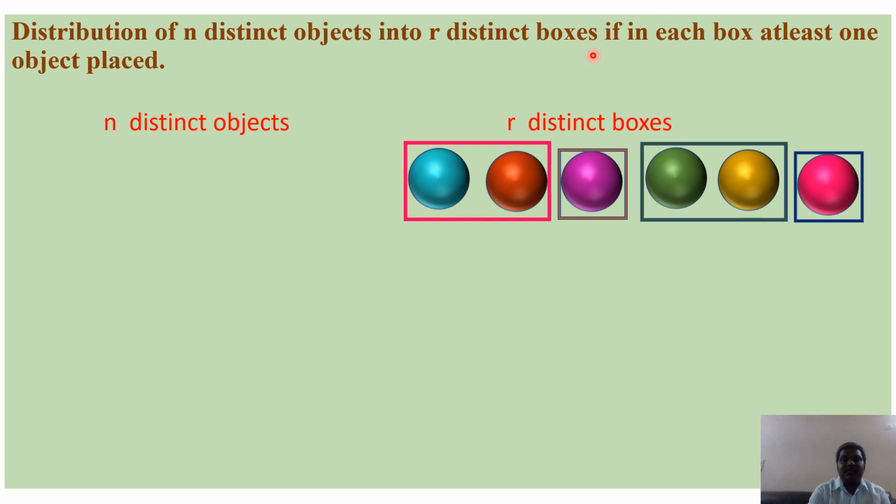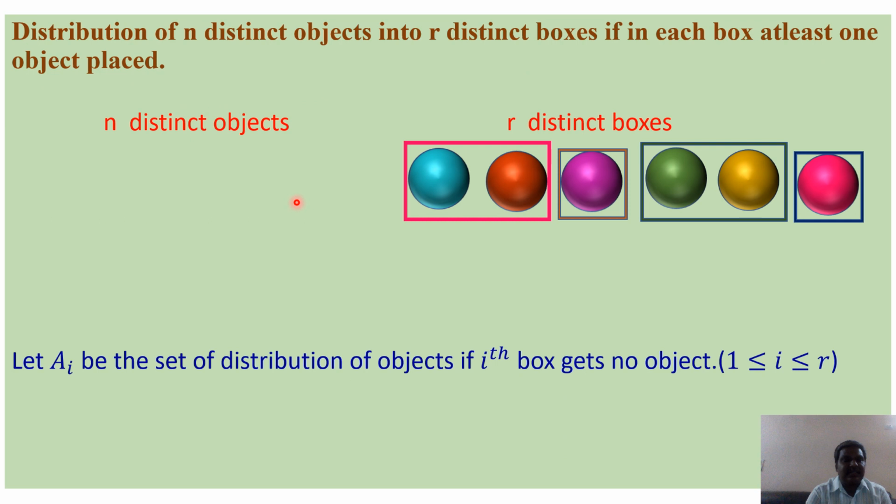Are distinct boxes such that at least one object is placed in each box. This is my interesting thing. At least one object placed. That means no box should be empty. No box should be empty. That is why I am going to define sets like this. This is the first step. A very, very important step. With the help of this step, we can finish the problem.